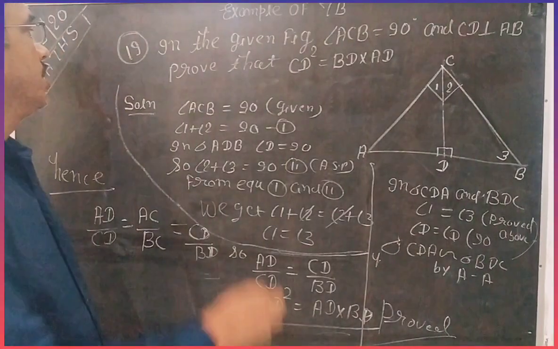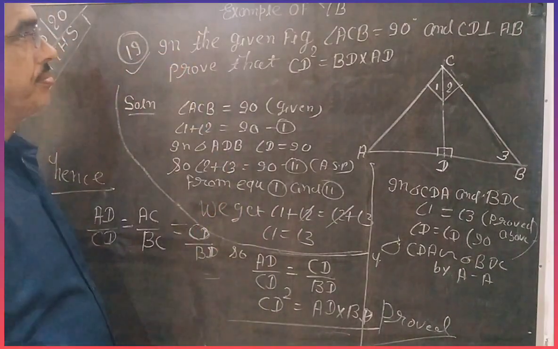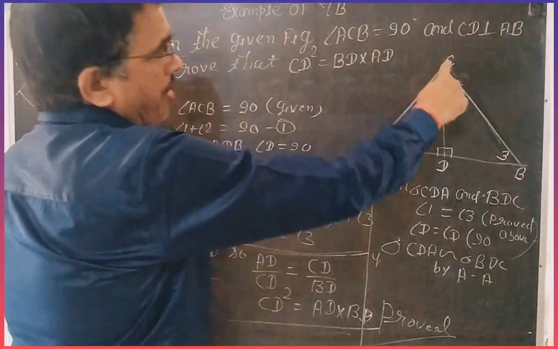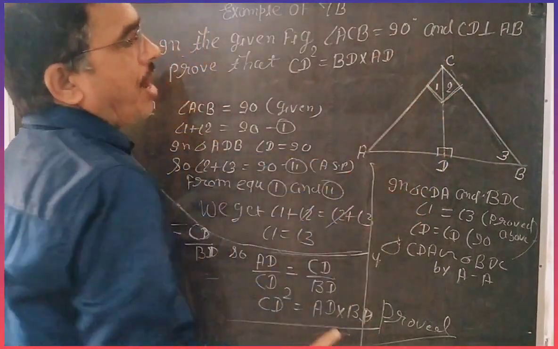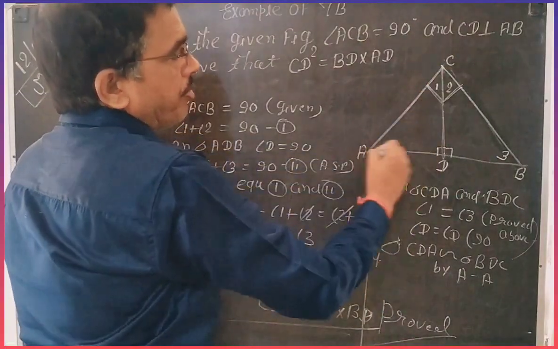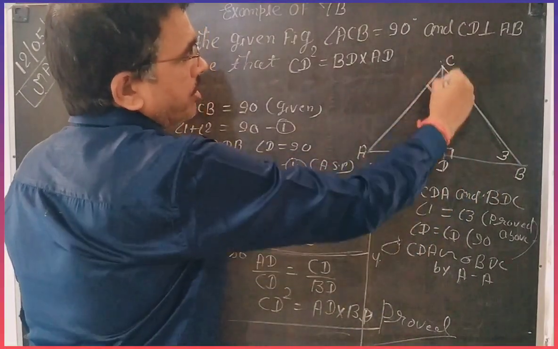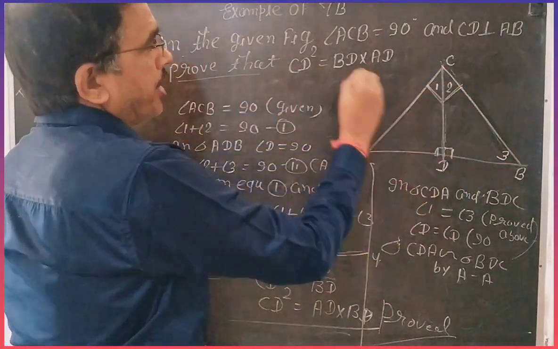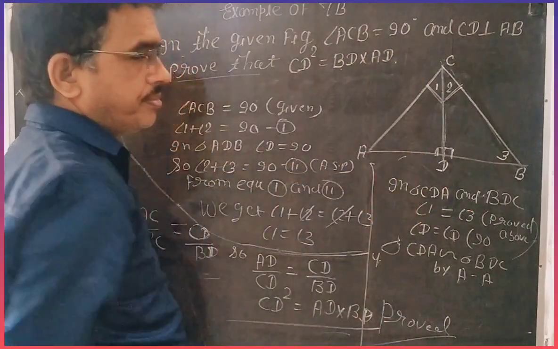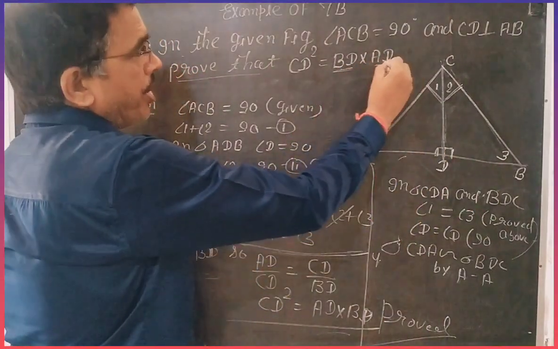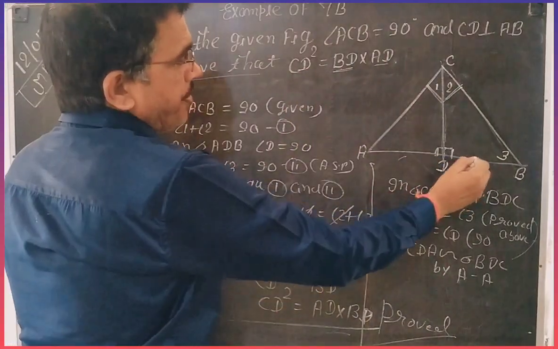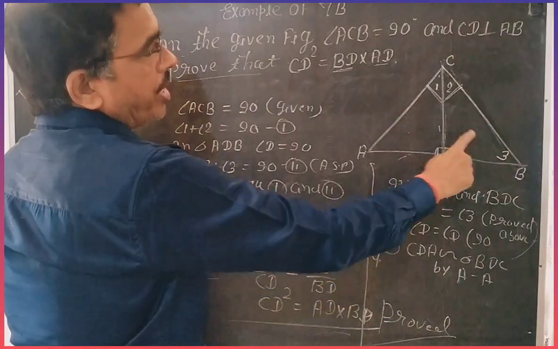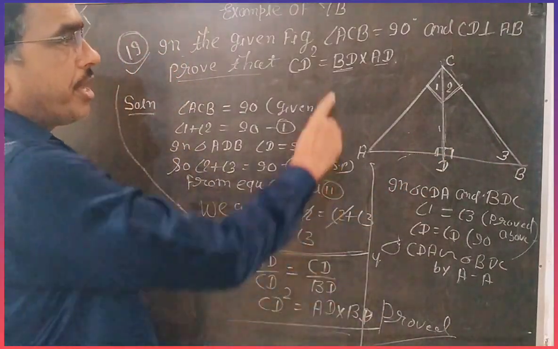Now student, question number 19, exercise 7b. In the given figure, angle ACB is 90 and CD is perpendicular to AB, means both are 90 because CD is perpendicular on it. Then prove that CD square is equal to BD into AD. So clear student, BD, AD and CD, both are small triangles. You can take the similarity relation, then you can find this.